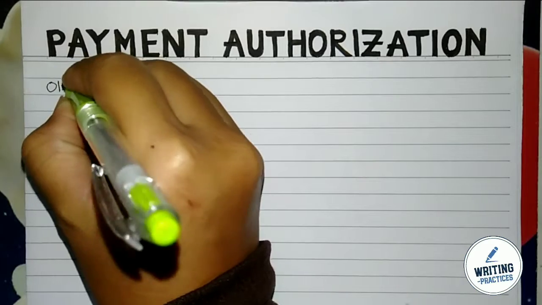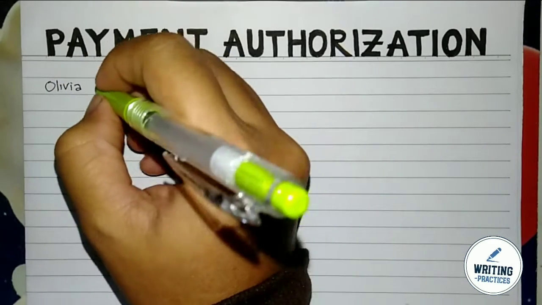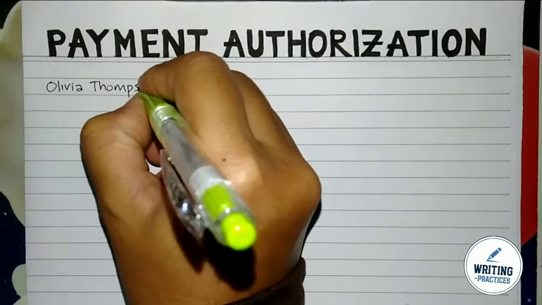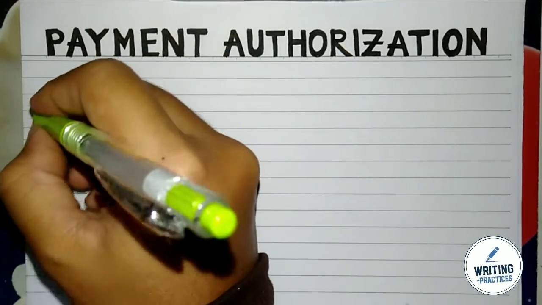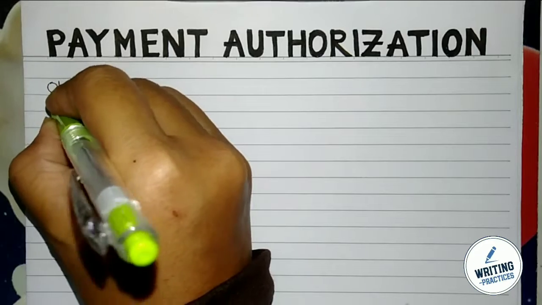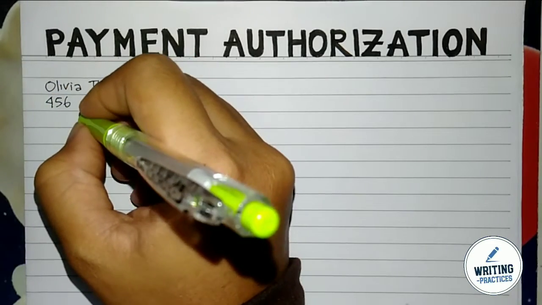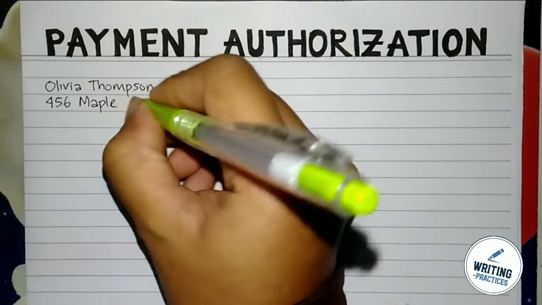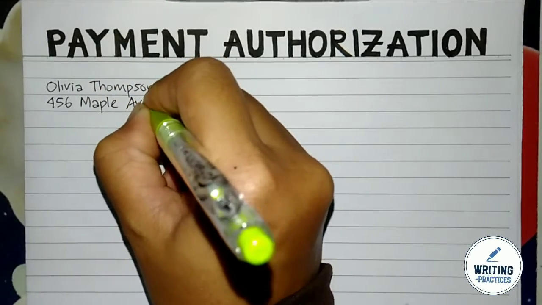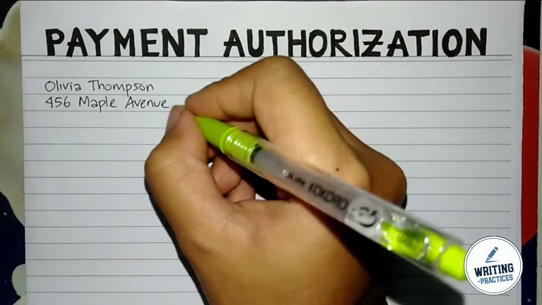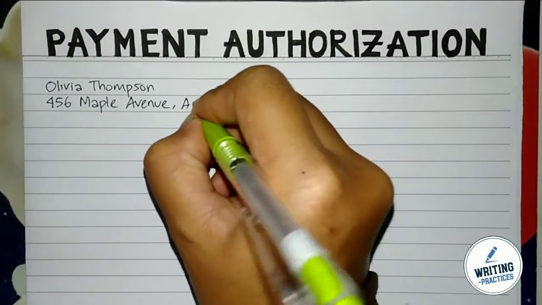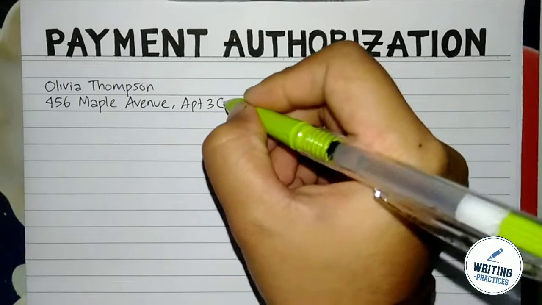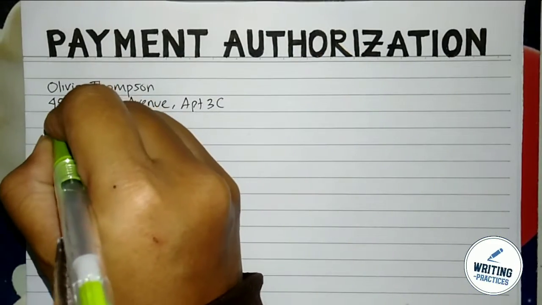Today, we are going to learn how to write a payment authorization letter. What is a payment authorization letter? A payment authorization letter is a formal document that grants permission to an individual or entity to conduct payment transactions on behalf of the authorizing party. This letter specifies the scope of transactions authorized, including the payment amount, payee details, and any limitations or conditions attached to the authorization. It is commonly used to authorize payments for bills, purchases, or financial obligations, when the account holder cannot make the payment personally.